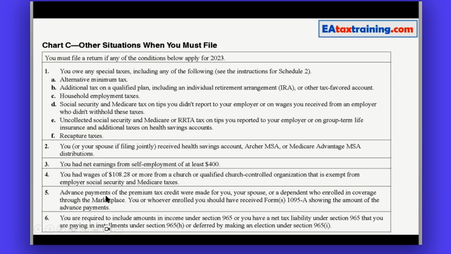If the taxpayer received advance payments of the premium tax credit, then they have to file a return. This is for these Obamacare or ACA plans. Sometimes taxpayers at certain income levels might receive advance payments on the premium tax credit, and if they do, they have to file. And then this last one is really obscure. I wouldn't worry about it. It's about deferred foreign income from Section 965. I guess just remember the 965, but you're not likely to get a question about that.